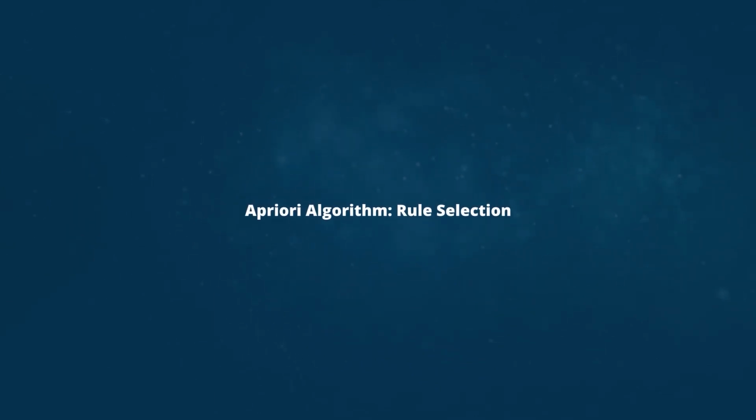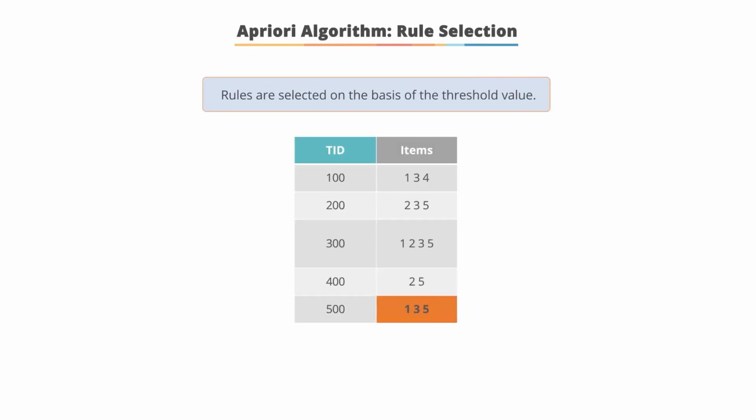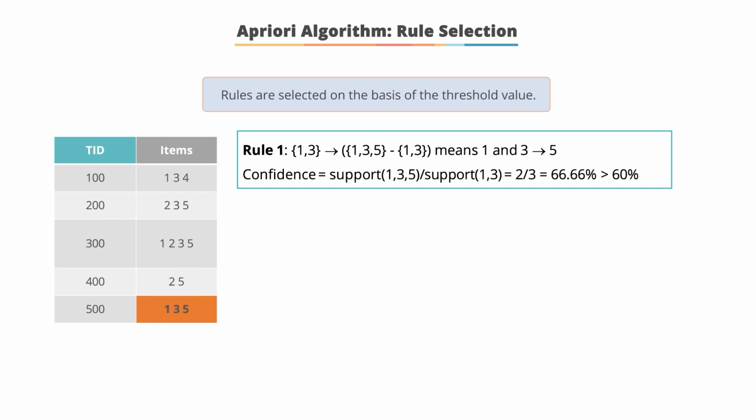Apriori algorithm rule selection. Based on the steps performed, a few rules have been selected and a few are rejected. All the rules that are selected have a confidence value greater than 60%. For set {1, 3, 5}, look at the rules. Rule 1: {1, 3} → {1, 3, 5} minus {1, 3}, which means 1 and 3 → 5. Confidence equals support(1, 3, 5) over support(1, 3) equals 2/3 equals 66.66%, which is greater than 60%. Hence, Rule 1 is selected.